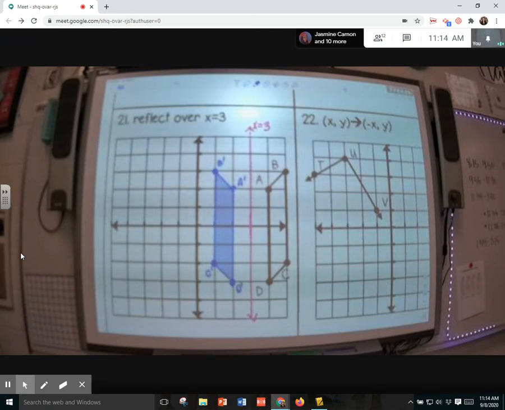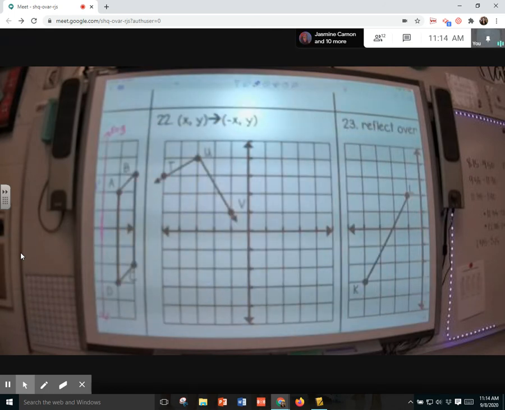Okay, so looking at number 22, it's telling me that I'm going to reflect over with my coordinate rule of negative x, y. So that means that my x value is changing, my y value stays the same. So that means I'm reflecting over my y-axis.